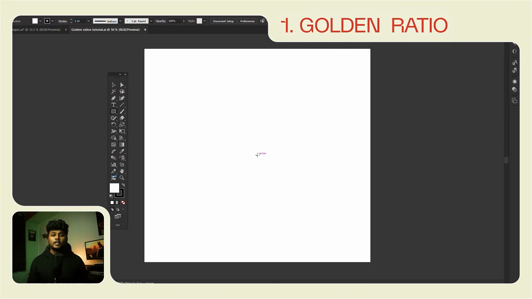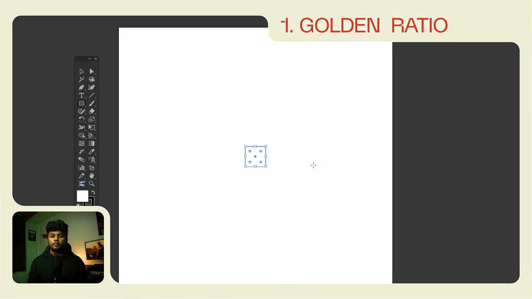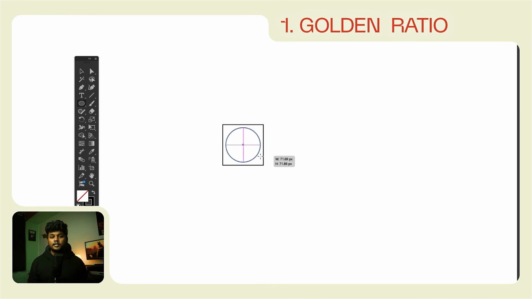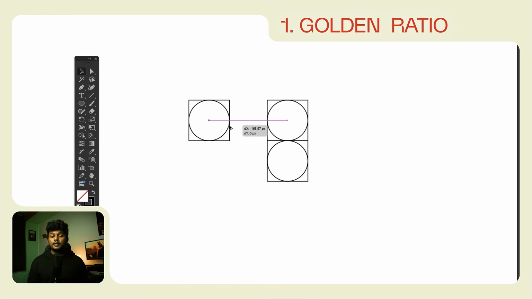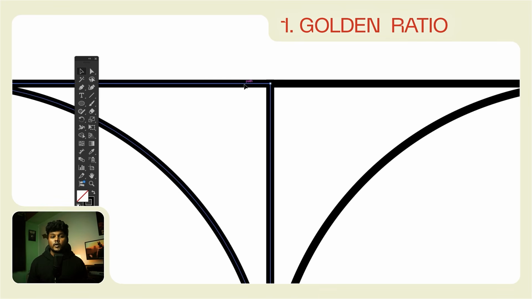Firstly, start by creating the golden ratio. In an empty layout, create a perfect square. Create a circle inside the square. Choose both and group it together. Hold Alt and Shift to make a duplicate of it. Place it right next to it. Choose both and rotate it clockwise. Duplicate it and increase the size, covering both the squares we created.